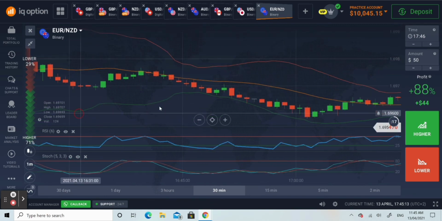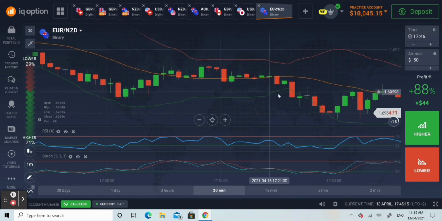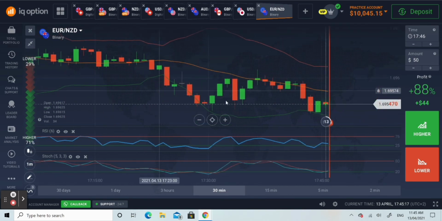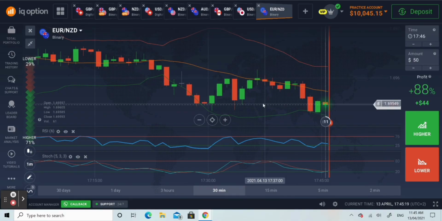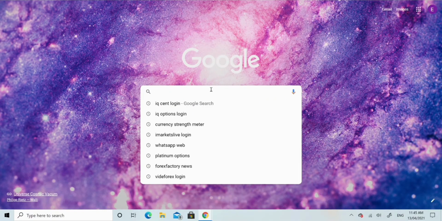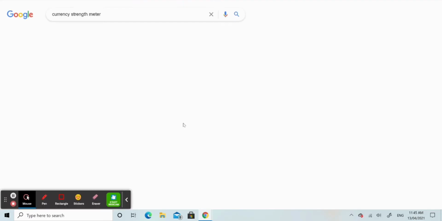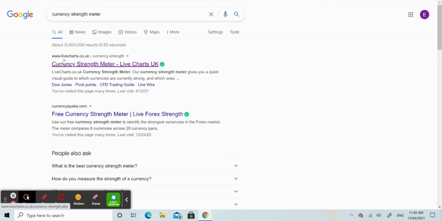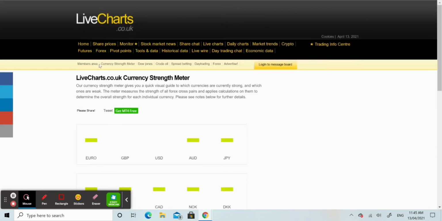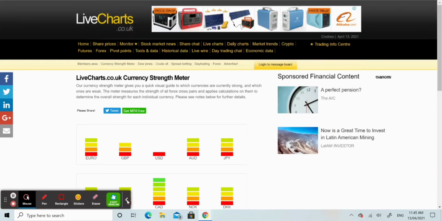All right. So there you have it. Those are the 3 indicators. Now together with this, I would just like to mention one other indicator. You type currency strength meter. There you have it. Bring that up. It's www.livecharts.co.uk. All right, that's the currency strength meter that I recommend that you use. Here is what it looks like.